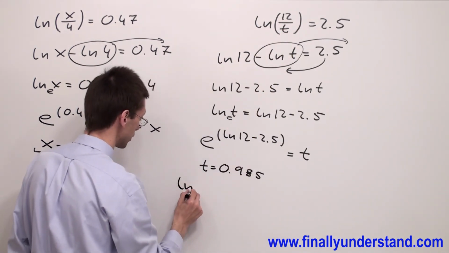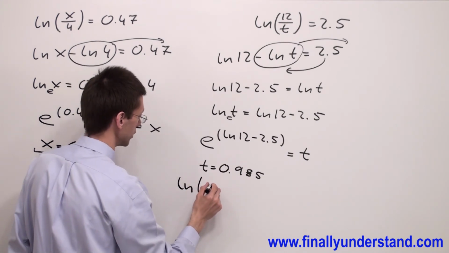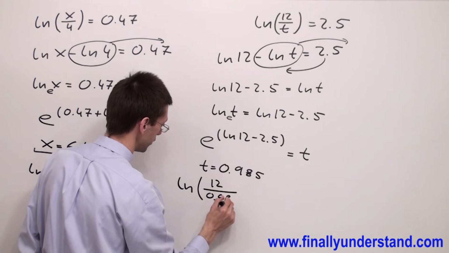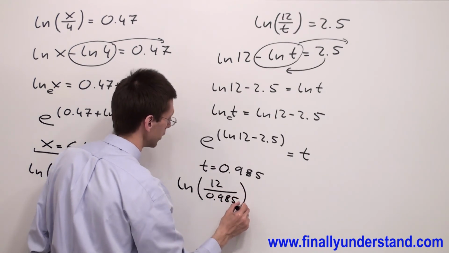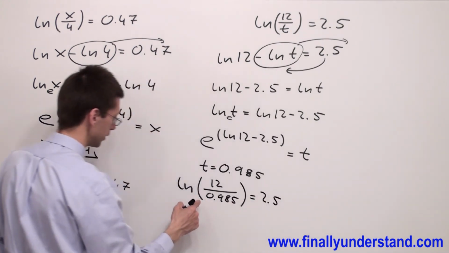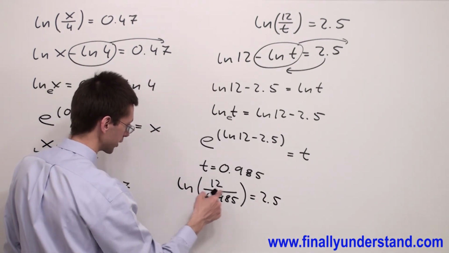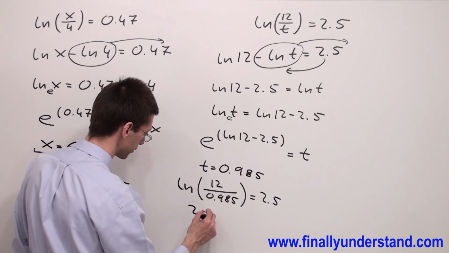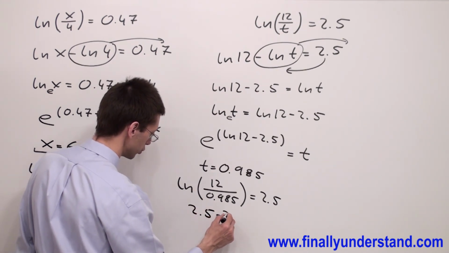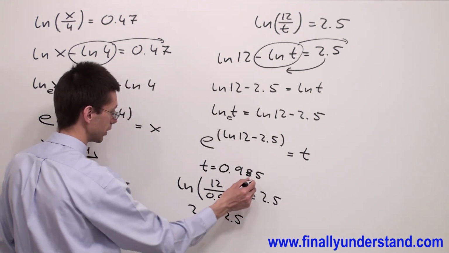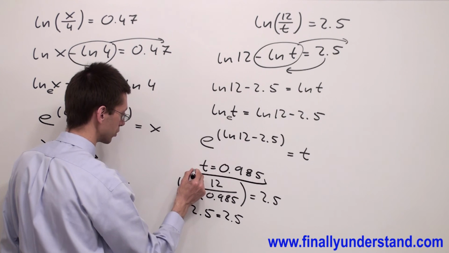If you want to verify your answer, replace the t in the original equation by this value and simply write natural log, open parenthesis, 12 over 0.985 is equal to 2.5. You are going to plug in this into the calculator. Don't forget about the parentheses. You are going to have approximately 2.5, which is equal to 2.5. Left side is equal to the right side. That's why this is the correct answer to the problem.